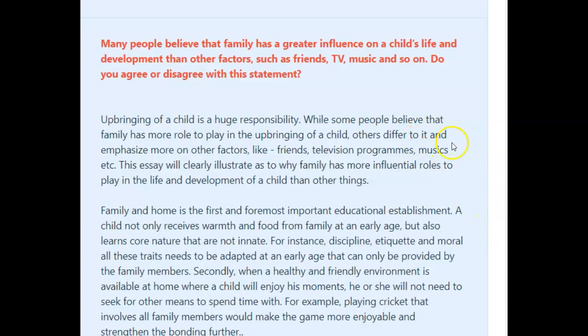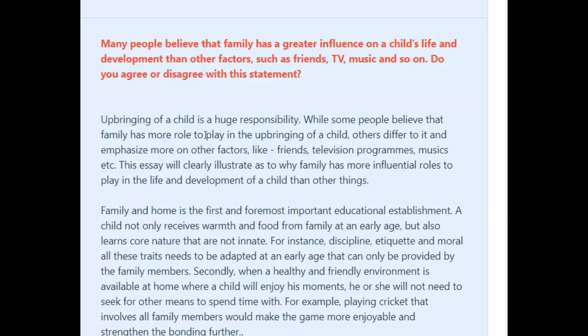Okay, the upbringing, where's my mouse? Here it is. The upbringing of a child is a huge responsibility. While some people believe that family has more of a role to play in the upbringing of a child, others differ to it and emphasize more on other factors like friends, television programs, music, etc. This essay will clearly illustrate as to why family has more influential roles to play in the life and development of a child than other things.